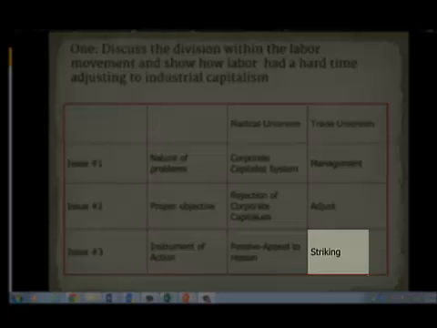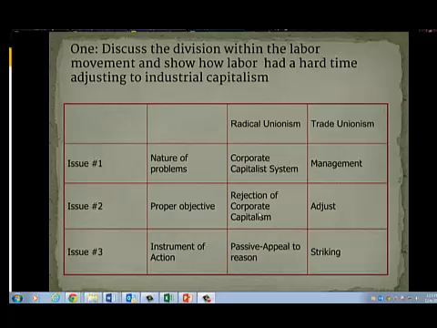And then we're going to look at specific examples in the next learning objective of how this applied.